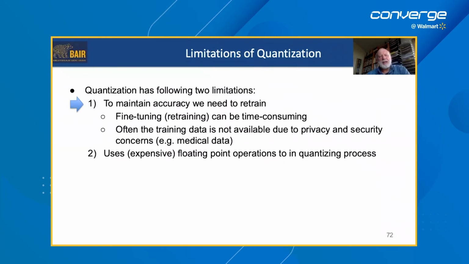Now, as I said, quantizing is easy, but we want to retain accuracy, and the challenge in maintaining accuracy is that during the process of quantizing, we need a fine-tuning or retraining process. That's computationally time-consuming because it involves essentially putting training in the inner loop of the optimization. Also, the training data which you need to retrain the model may in fact not be available, either due to privacy or security concerns, as in the case of medical data, or simply because the data is no longer at hand for a variety of reasons.